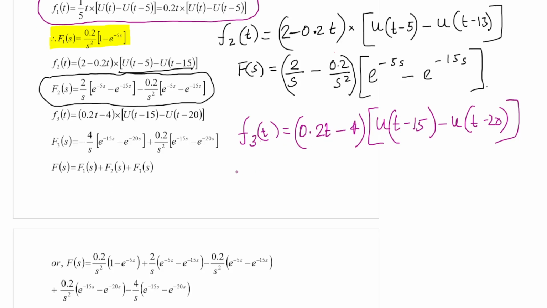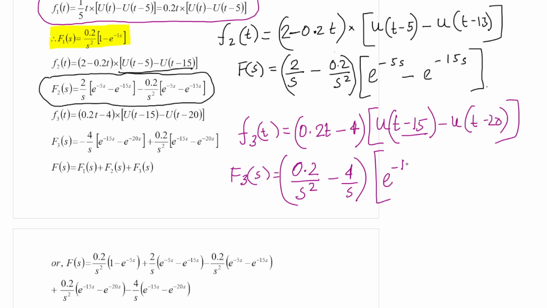With that, f3s will be, now when it is 0.2t, it will become 0.2 by s square, and when it becomes minus 4, it will become 4 by s. So now, you see, it is shifted in the time domain, u(t minus 15), so it must be multiplied in the frequency domain by a factor e to the power minus 15s, and similarly for this, e to the power minus 20s, you must multiply.